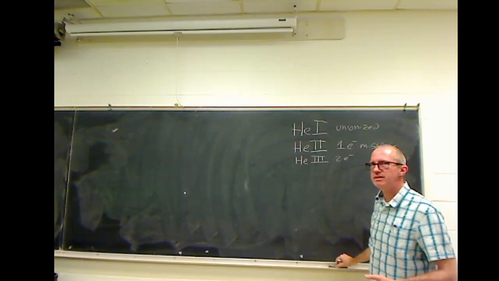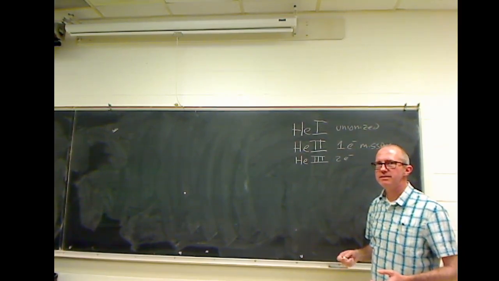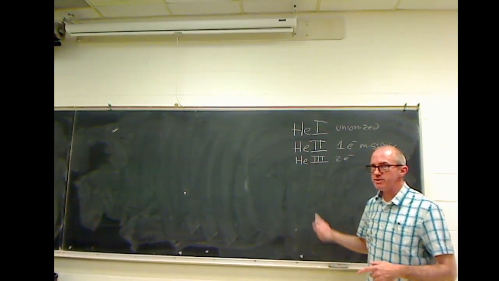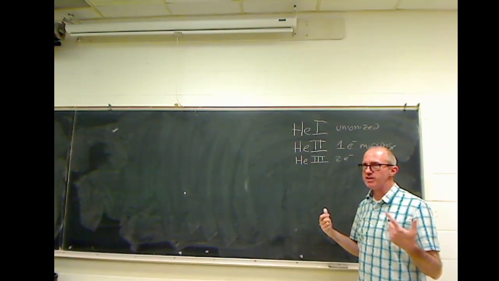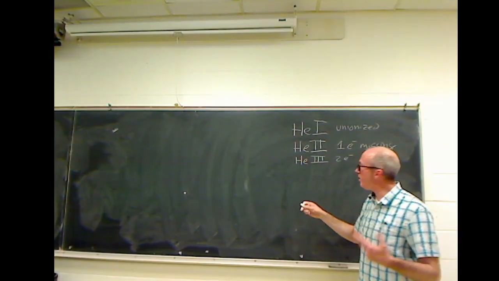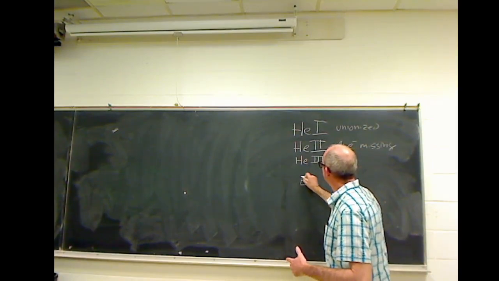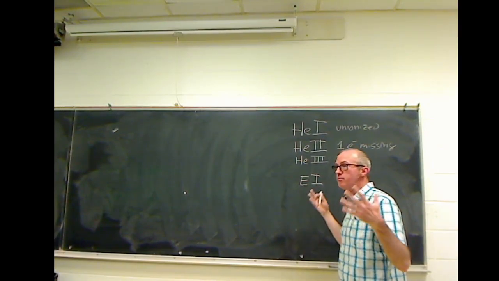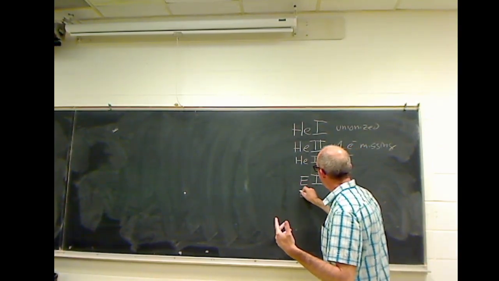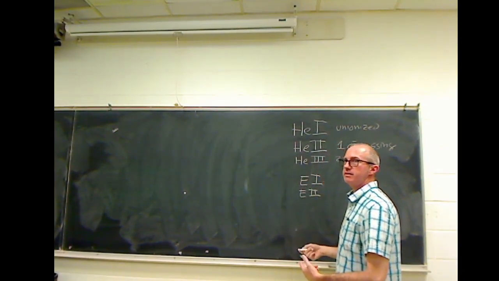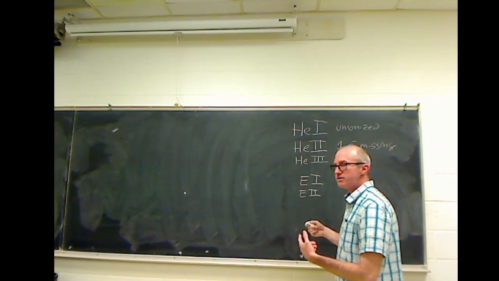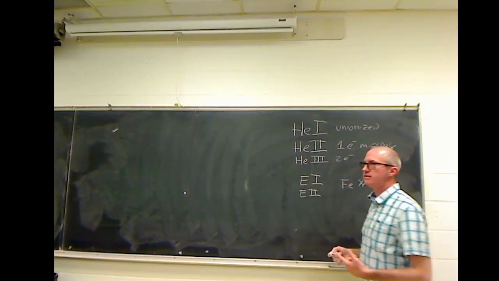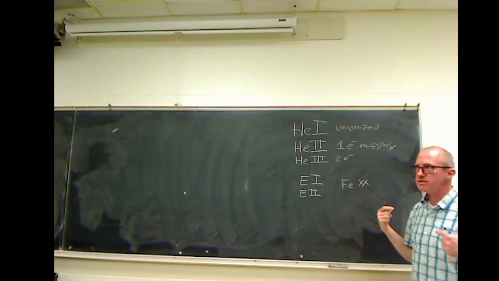I think the main question was, why not just call it He and then He plus, or the regular way to do it? That's a better way to do it, but this is what we got stuck with. This is what they used, so you just got to figure this out. So if it's some element and a Roman numeral 1, that means it's got all its electrons, however many electrons it has. And then E2 is missing 1 electron, and E3 is missing 2 electrons. So if I have hot iron, I can have iron 20, so that's going to be iron with 19 electrons taken off.